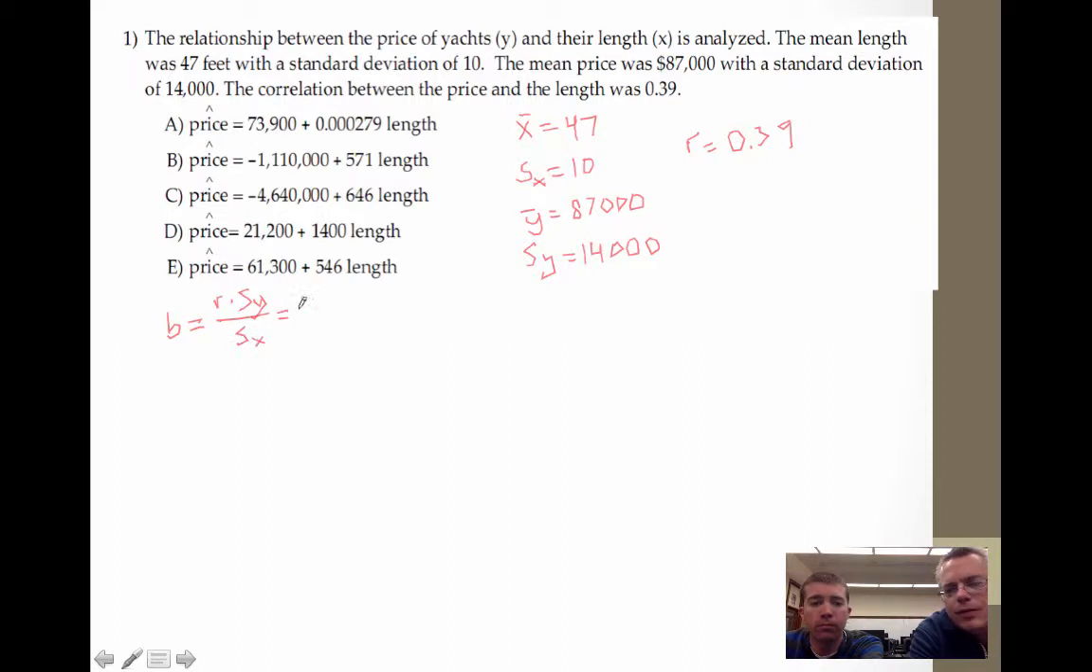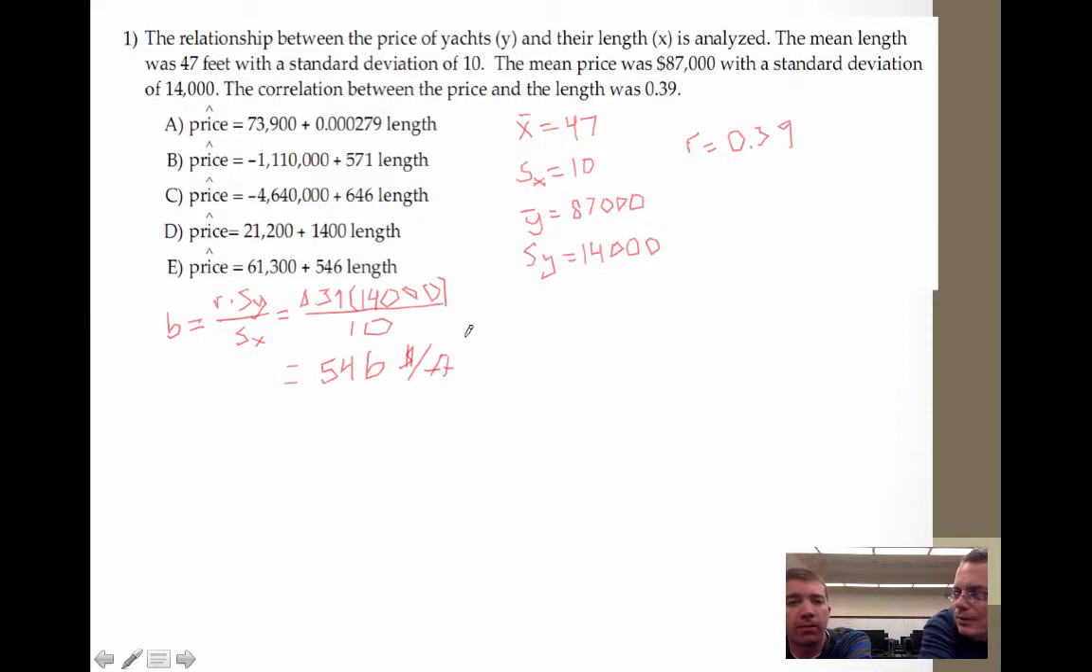And so that's going to equal 0.39 times 14,000 divided by 10. And the slope is 546. Now, I'm going to throw in units real quick. That would be dollars per foot. So even though I didn't ask, always be thinking, what does this mean? So for each additional foot, on average, your yacht's going to cost you $546 more.